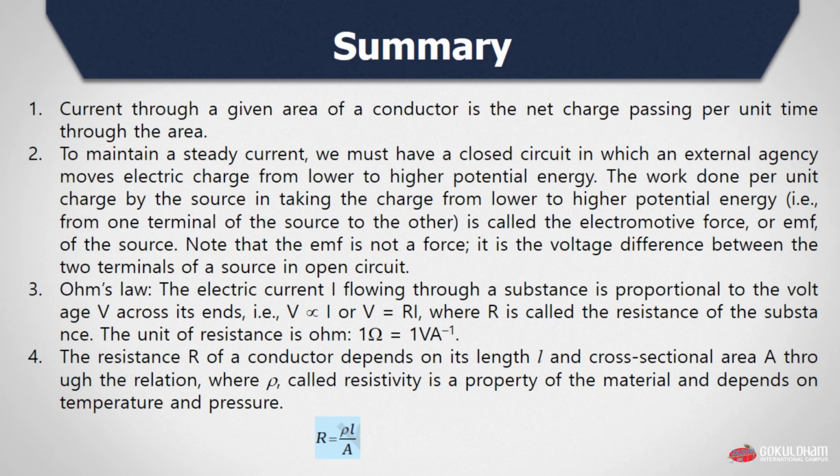Here we have completed our chapter 3, current electricity. Now we will look at a quick summary. First, current through a given area of a conductor is the net charge passing per unit time through the area. Second, to maintain a steady current, we must have a closed circuit in which an external agency moves electric charge from lower to higher potential energy, and the work done per unit charge by the source is taking the charge from lower to higher potential.